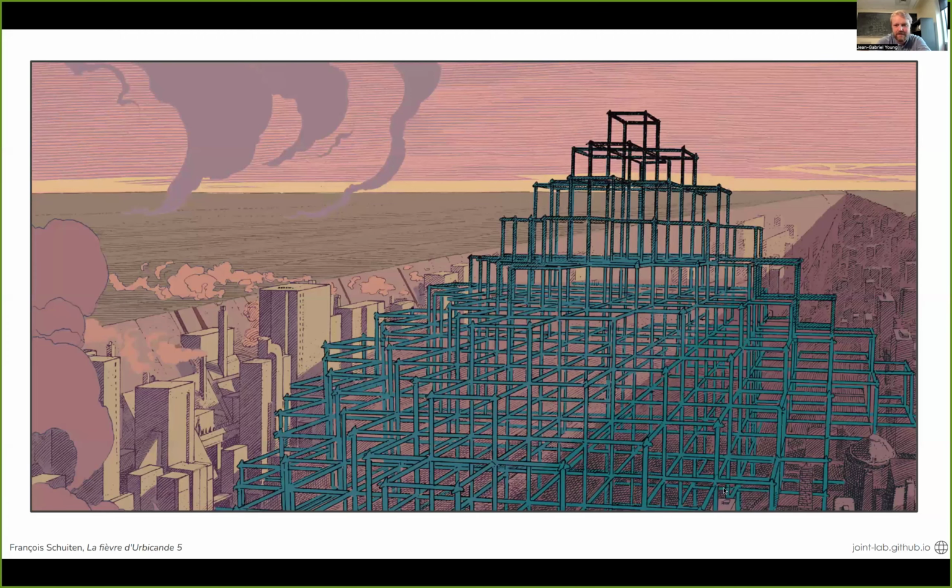This is one of my favorite comics from Belgium, France. La Fièvre d'Urbicande. It's a beautiful comic about this growing little structure that lands and finds its way into civilization out of nowhere, and it keeps on growing and becomes this thing that takes over the city and the world. And it feels like a good analogy for the models we have today in machine learning and networks that are super good and super large, very complex and beyond human comprehension.